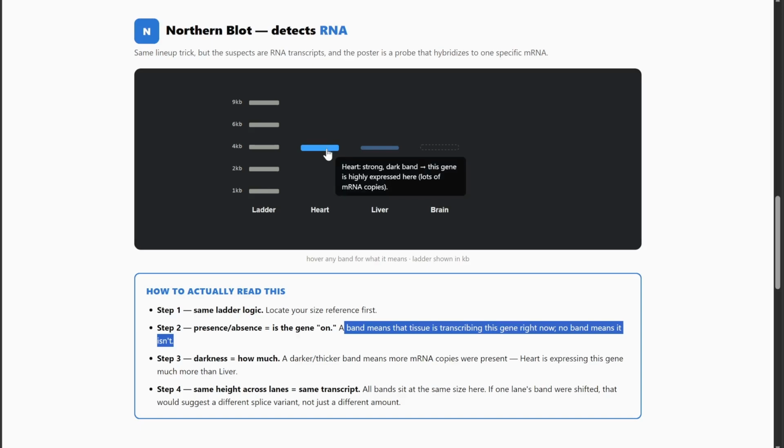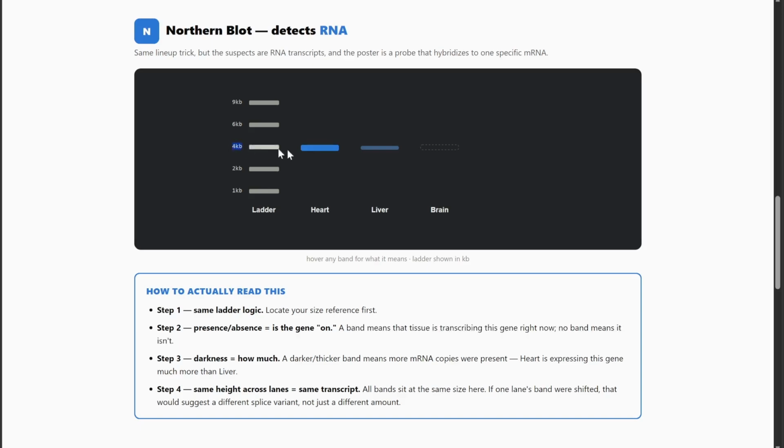Right? So in this band, strong dark band, this gene is highly expressed here, with lots of mRNA copies at this size. Same band, but faint: the gene is expressed here too, just at a lower level. And then here is none. I don't know if you can select it there. Whoops, it's hard to select here. Brain, no band at all. This gene is not being transcribed here.